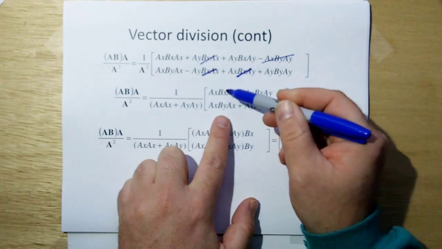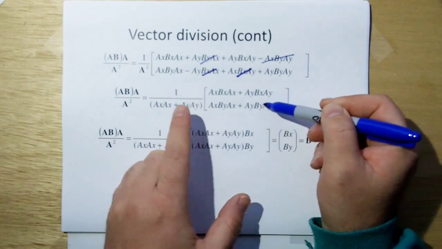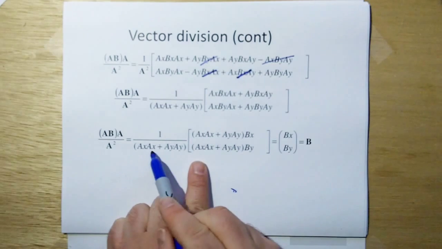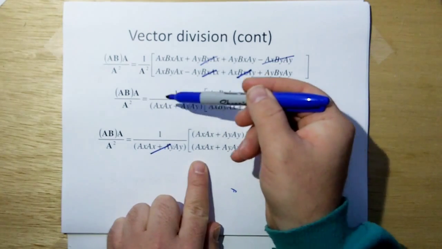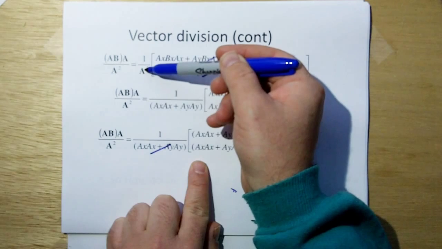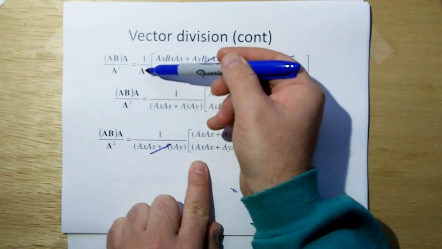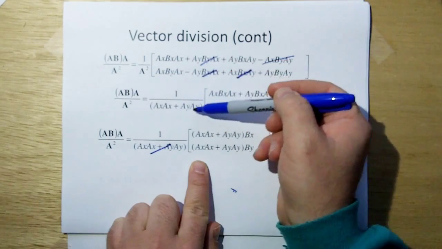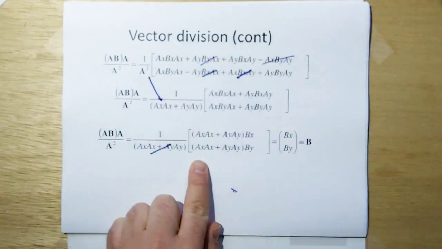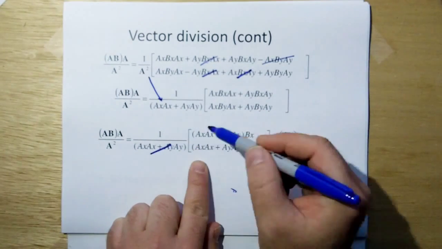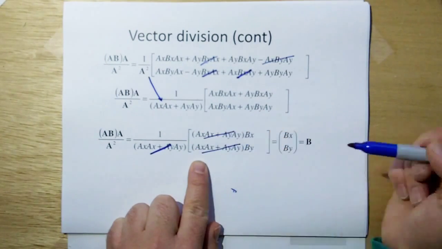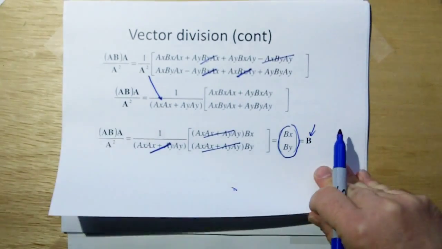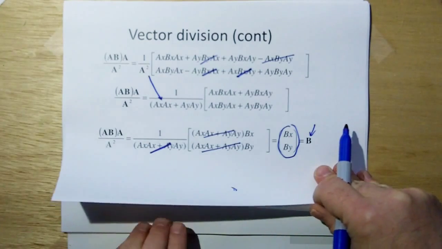And then what you can do is factor out the BX here and the BY here. All right, and that leaves what looks like the dot products here. So this denominator, and this, by the way, is the definition of A squared. It's just the dot product of A dot A, because the cross components cancel. And then this cancels with the part we factored out here, and therefore you're left with BX, BY, which is the original components of vector B. It's showing you that the vector division actually works.